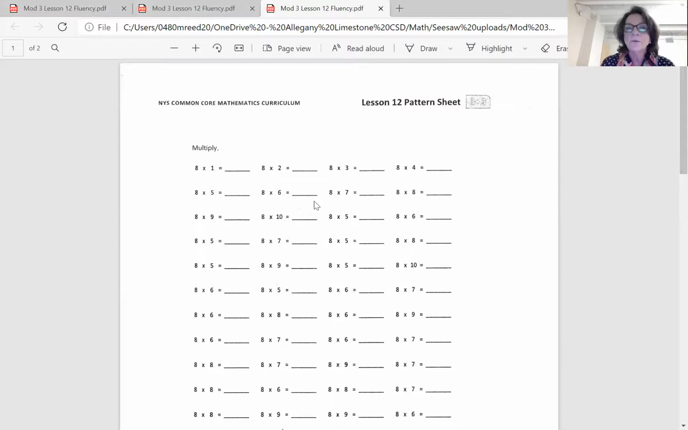So here's your pattern sheet. You know what to do there. Set the timer for 2 minutes. Make sure you are working across the rows. Really important that you do that, okay?